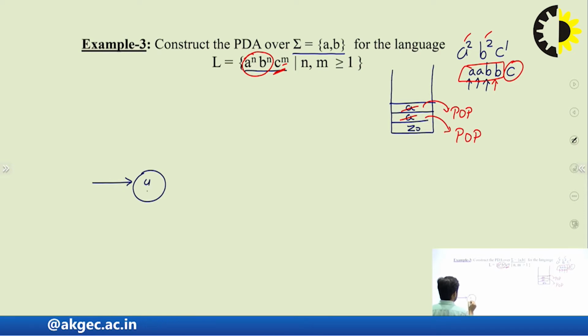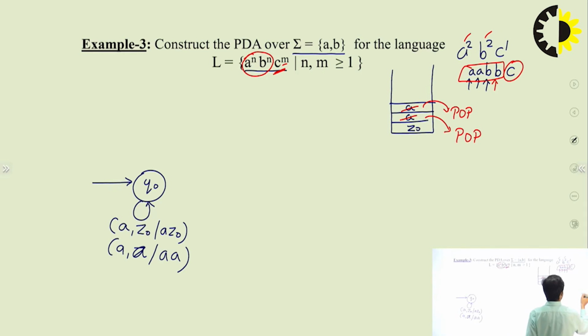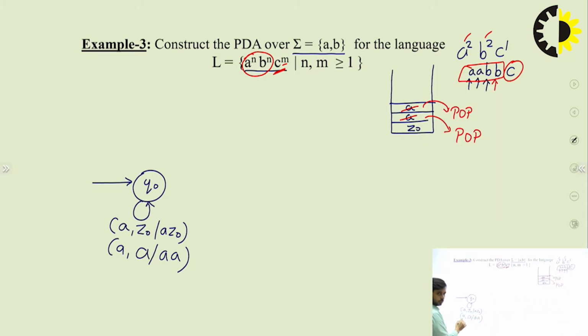So how do we construct the PDA for that language? There is state q0. When the input is a and the top of the stack is Z0, we push a onto Z0. When the input is a and the top of the stack is a, we push a. Again, when the input is a and the top of the stack is a, we push a. When the input is b and the top of the stack is a, we pop a. So this is the pop operation.